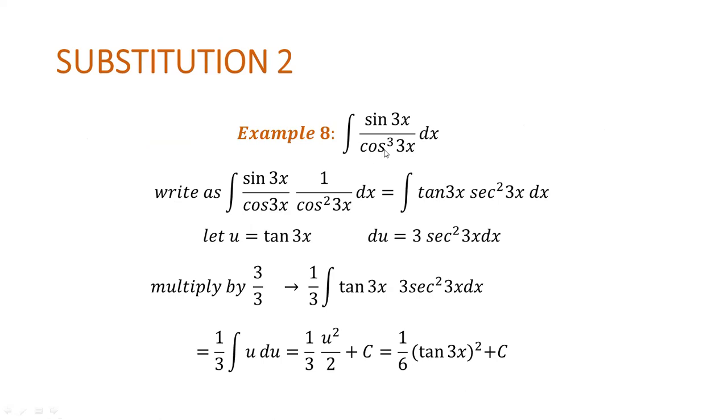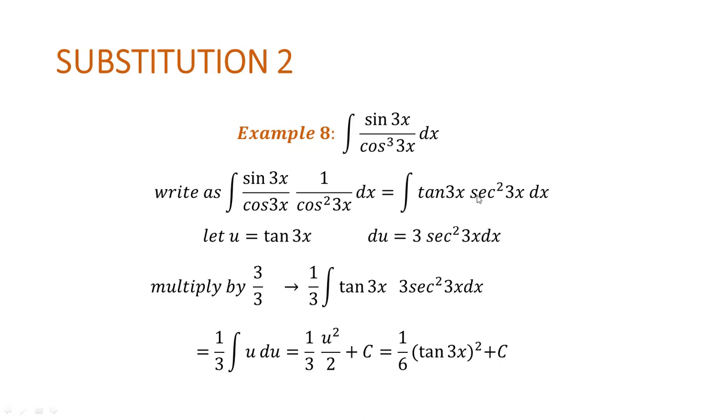For example, if you split the cosine cubed of 3x into cosine of 3x and cosine squared of 3x, you will be forming the tangent of 3x out of the sine 3x over cosine of 3x, and you will have an equivalent trigonometric function for 1 over cosine squared of 3x, which is secant squared of 3x. Now, if you look very closely, class, the derivative of the tangent 3x is secant squared 3x times 3, because this one still has a derivative. It should be 3 secant squared 3x dx.